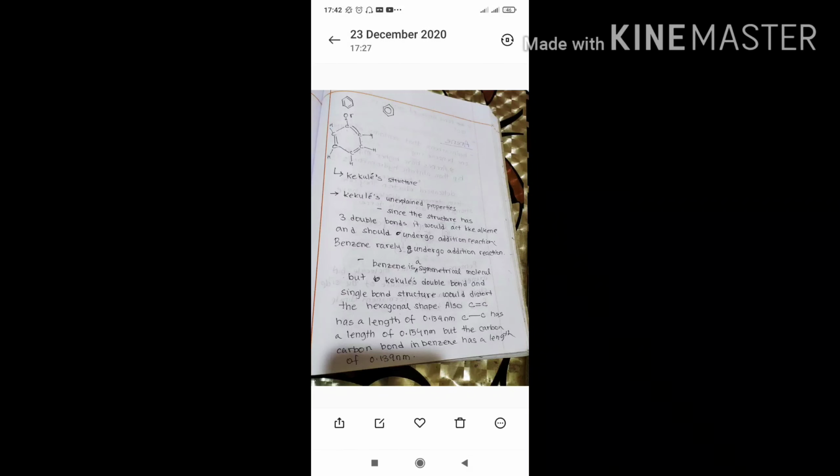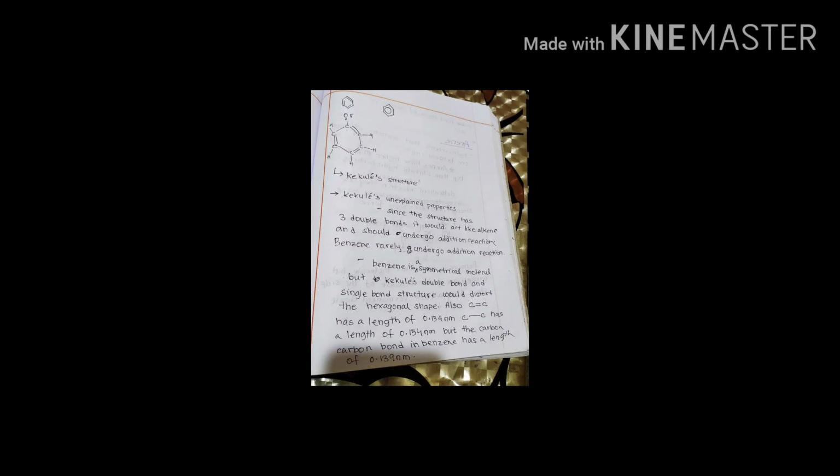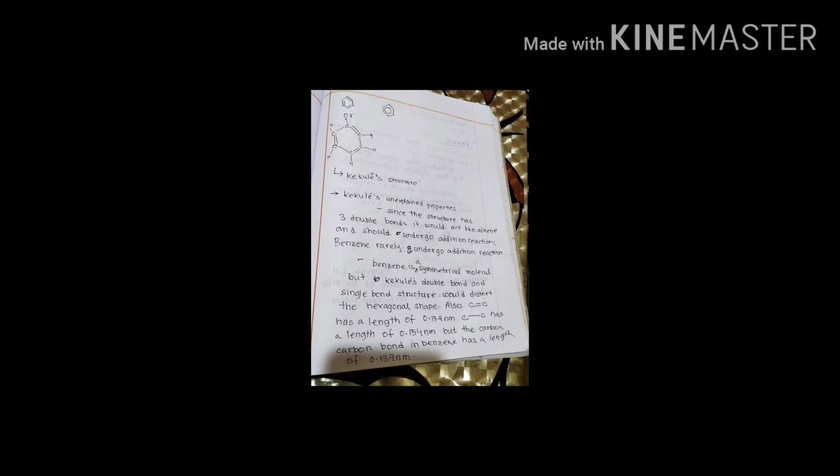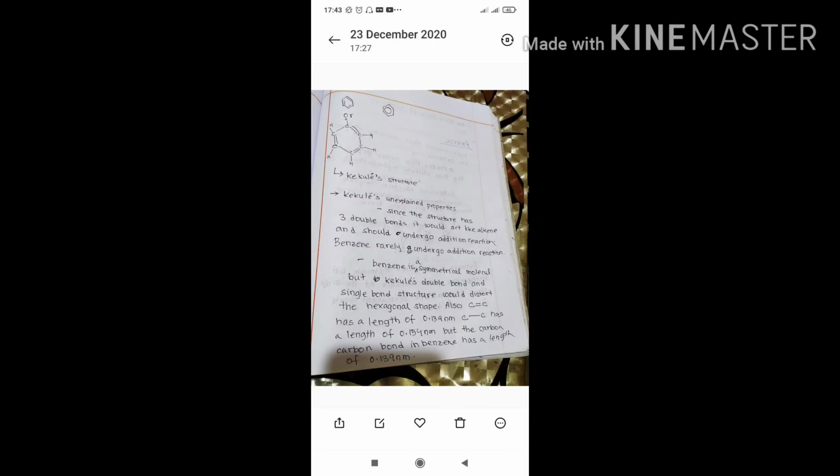When we study benzene, we will learn about two structures of benzene. There at the top of the page there are two structures, but we use the second structure the most because the first structure is the Kekulé structure, where Kekulé had some unexplained properties. The first property is, since the structure has 3 double bonds, it would act like an alkene and should undergo addition reaction, but benzene rarely undergoes addition reaction. In my next video, I will talk about the reactions of benzene.